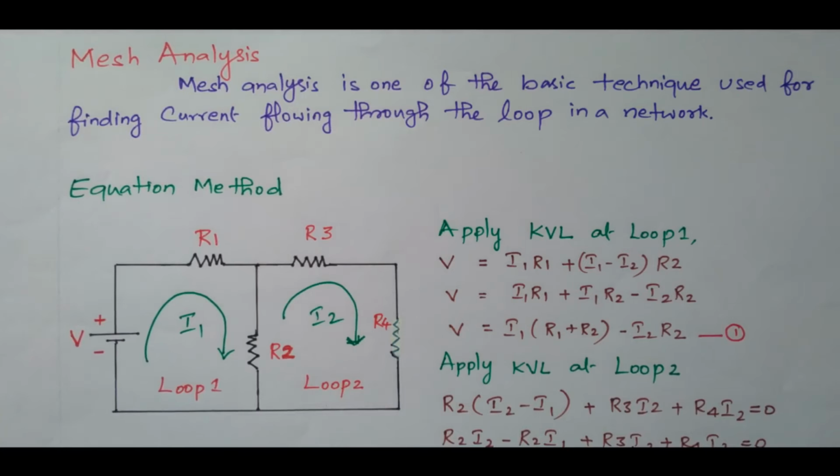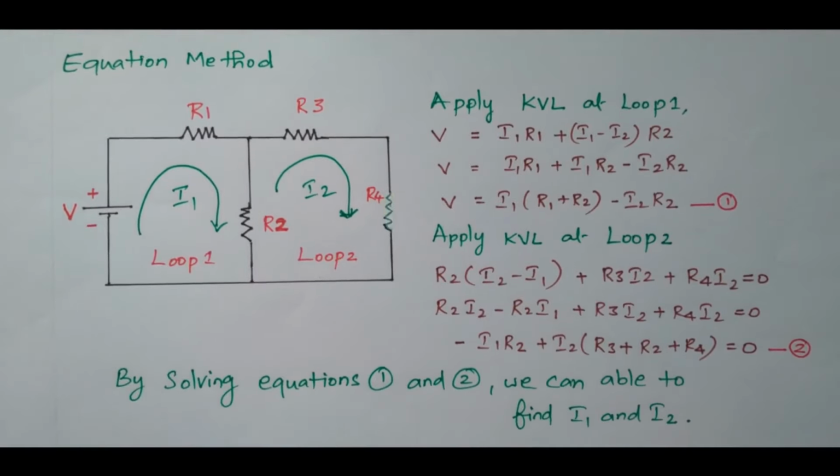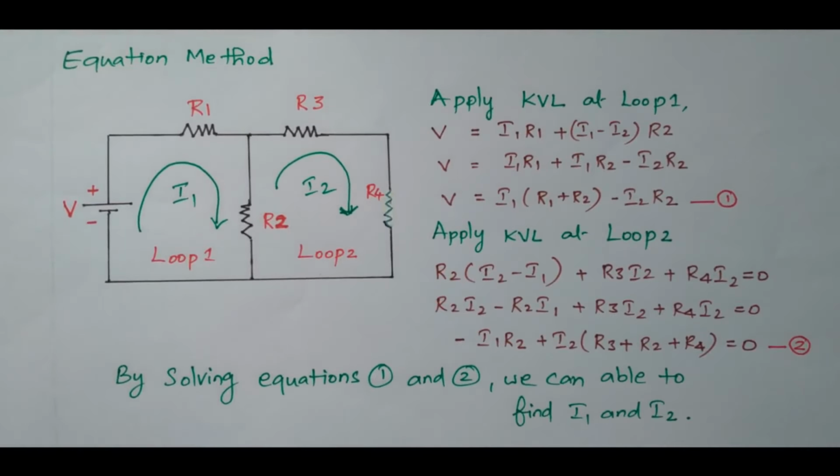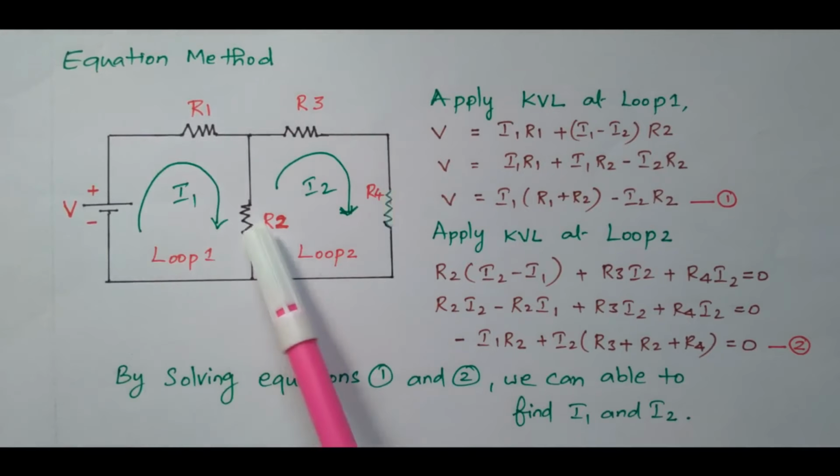We can follow the equation method and the matrix method. First, we'll see the equation method. By using mesh analysis, we can frame the equations. Now consider this network. There are two closed paths available. The supply voltage is V. There are 4 resistors available: R1, R2, R3 and R4.